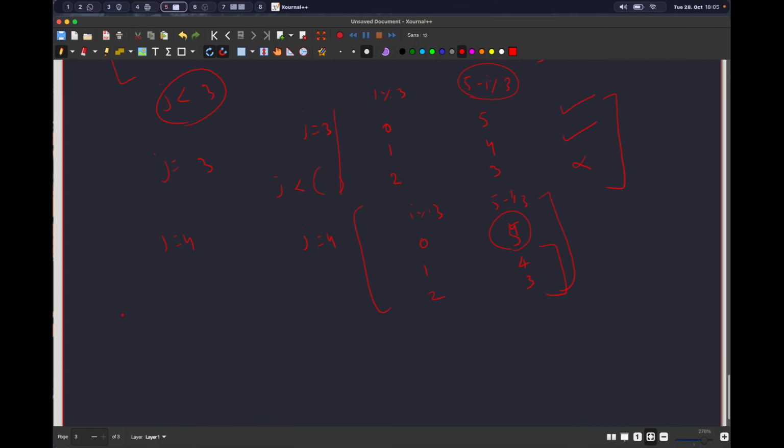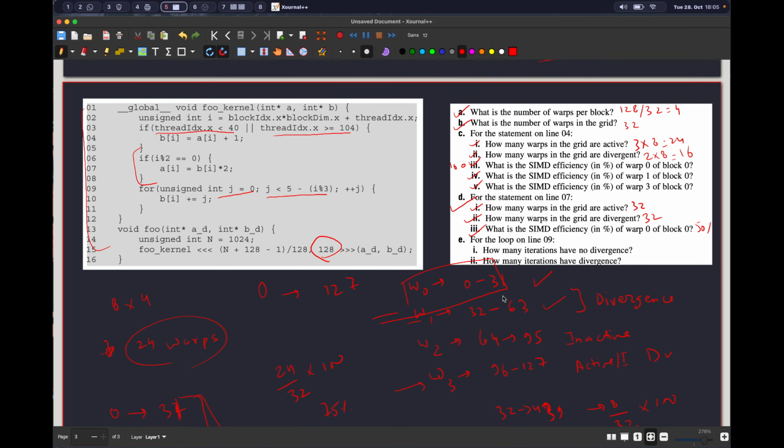So the first three iterations will show no divergence because all the threads can run them. The next two iterations will show divergence because only some of the threads satisfy the condition, because of i percent 3 and j being less than 5 minus i percent 3, to get them executing. So this is a particularly good question because you understand how an if-else block can cause divergence as well as how a for loop can cause divergence just on the basis of the iterations.